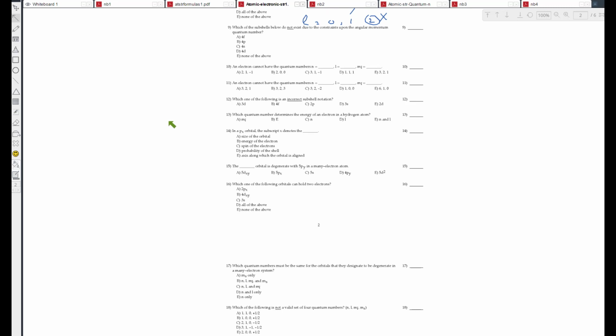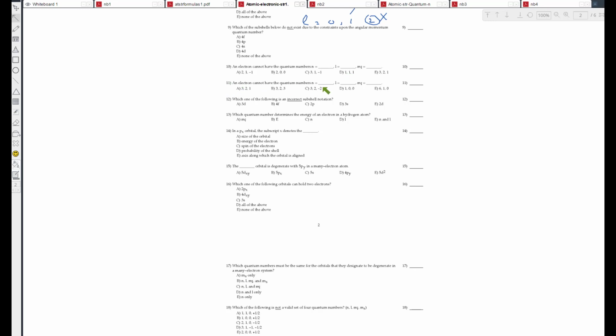An electron cannot have the quantum numbers n, l, m sub l. Let's see, going through A first. N is 2, L is 1. That is possible, so A works. B, 2, 0, yes, it is possible for that one. Okay, D. D is the answer because n and l cannot be the same. Yes, you're right, 100% right. That's correct.